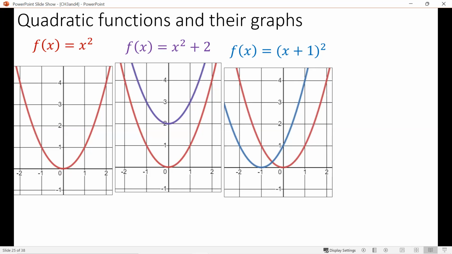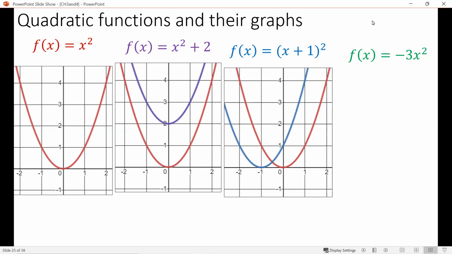So to shift left and right, you are going to subtract however much you want to shift to the right. And that's going to be from the x value directly before squaring it. You can go ahead and plug in a couple values here, and you'll see how x has to be shifted to the left one in order for this function in blue to behave like this function in red.